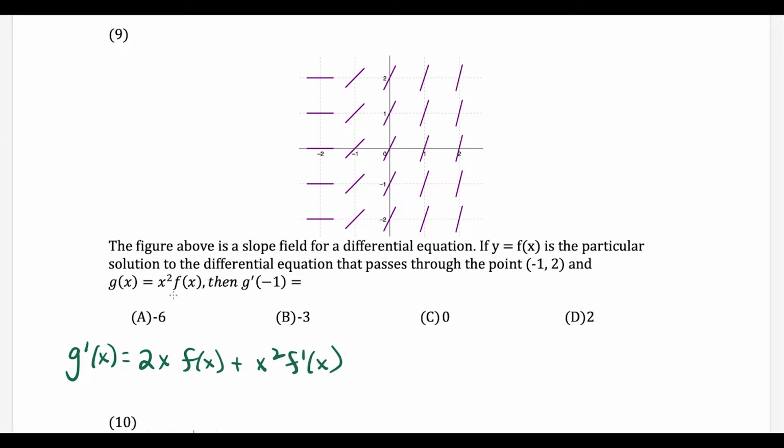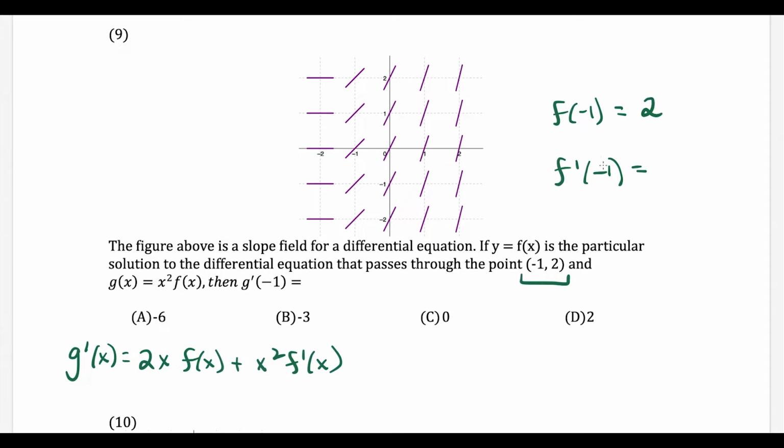So once again, we're doing the power rule to take the derivative of x squared, the derivative of f is f prime, and ultimately we're using the product rule. So when we want to find g prime of -1, we need to know f of -1, and we also need to know f prime of -1. For this part, if we look at the initial condition, the solution is passing through the point (-1, 2). So that means f of -1 is equal to 2.